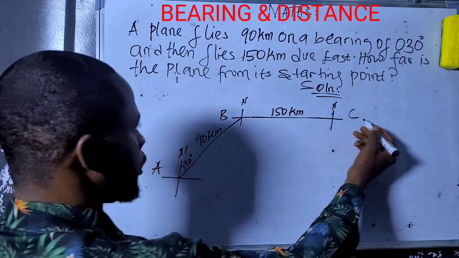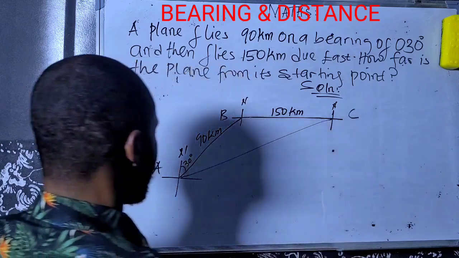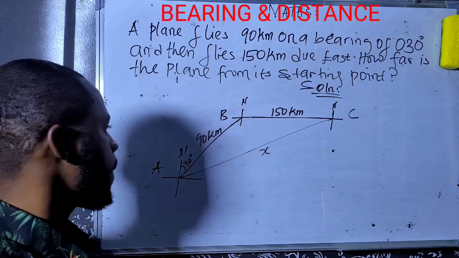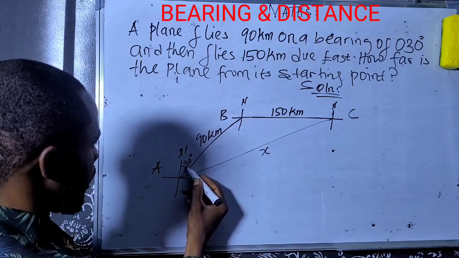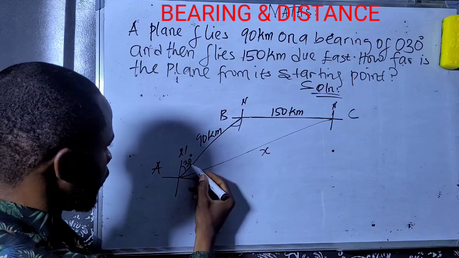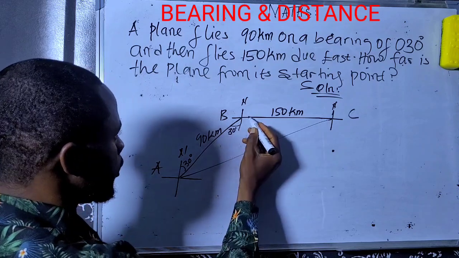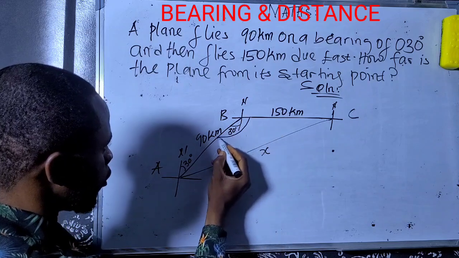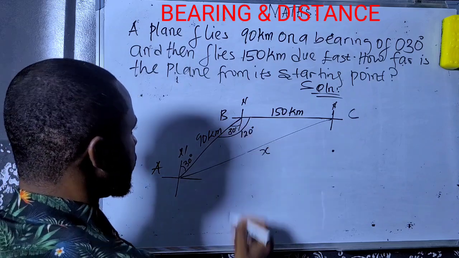Then the distance AC is what you are asked to calculate, and you can denote this as X. You need to complete your diagram here. Since this angle and this angle are alternate angles, they are the same. This place is 30 degrees and this place is also 30 degrees as well. Then the whole of this angle, 30 plus 90, will give you 120 degrees.